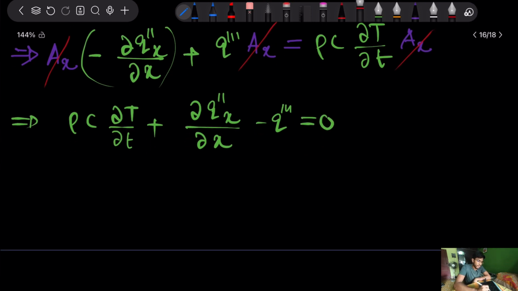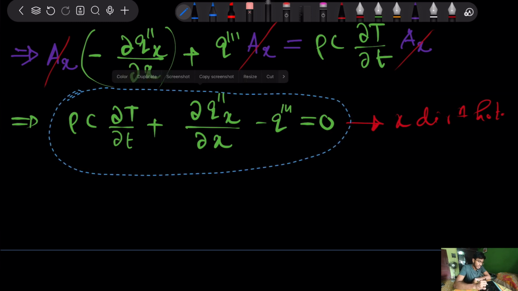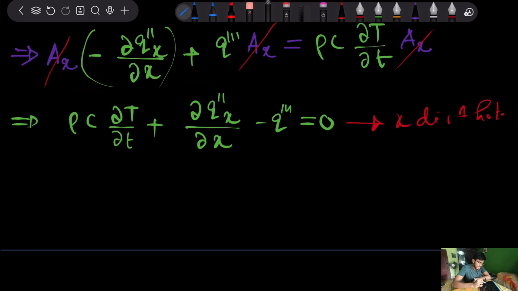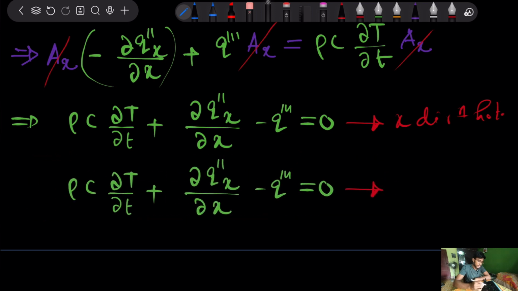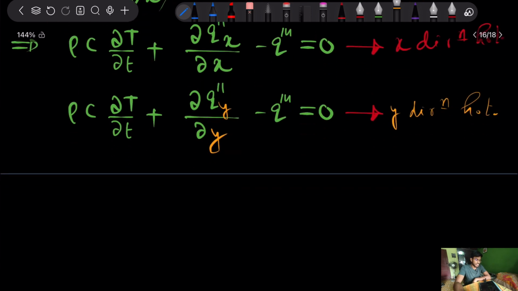So this is valid for only x direction heat transfer. If I want to write the y direction heat transfer, then only one thing will change, that is this term, this will be y and y. So this will be the y direction heat conduction equation. Similarly, you can write the z one.